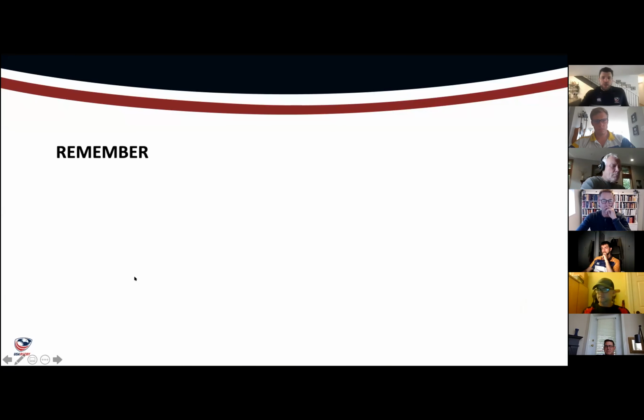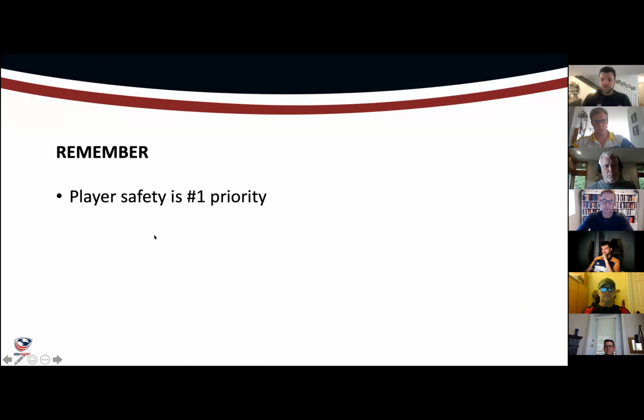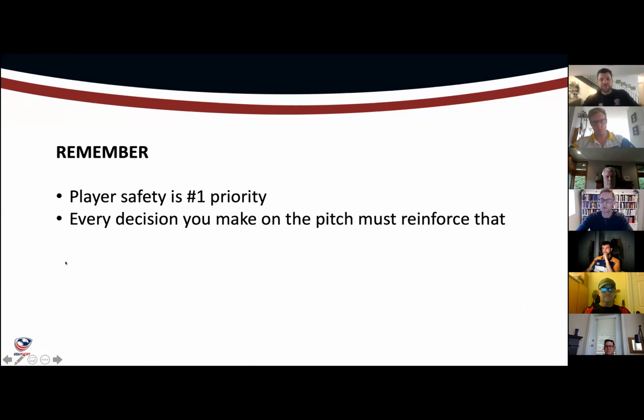So a little bit of a summary here, and then we'll see how we go for some questions. So player safety, number one priority. So that's part of why I say don't get distracted by this red herring about is there foul play. Absolutely every decision you make on the pitch must have player safety as its first priority, at a community level or at a professional level or whatever level you're refereeing. I hope we can all agree on that.